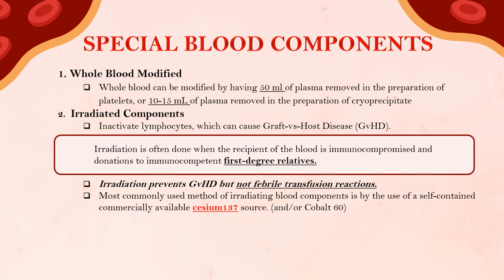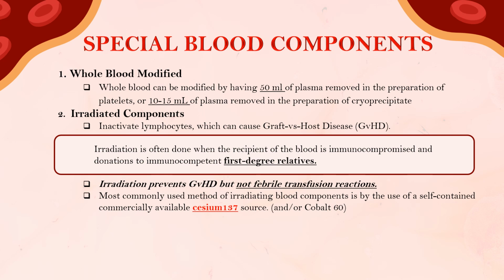Number one is whole blood modified. So a single whole blood unit can be modified by having 50 ml of plasma removed in the preparation of platelets or 10 to 15 ml of plasma removed in the preparation of the cryoprecipitate component. And the same as your regular whole blood unit, class, your whole blood modified is also indicated for mass expansion and oxygen carrying capacity. The main difference is that with a modified unit, we alter or simply modify the regular plasma volume content of the whole blood.